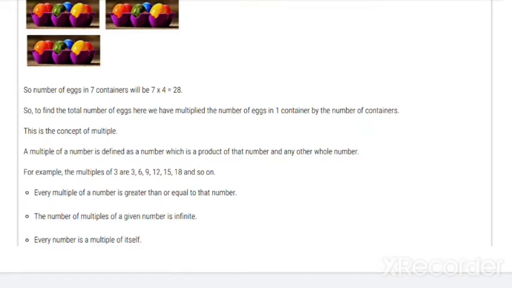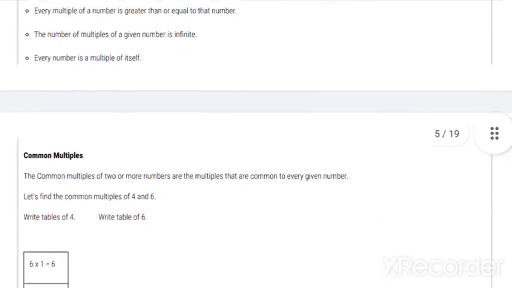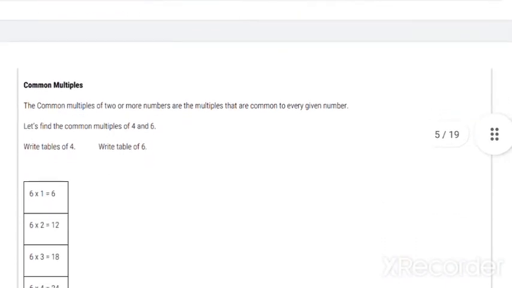Now, children, facts about multiples. First, every multiple of a number is greater than or equal to that number. Next, the number of multiples of a given number is infinite, it cannot be counted, uncountable. Every number is a multiple of itself. Now, children, what is the meaning of common multiple? Common multiples of 2 or more numbers are the multiples that are common to every given number.